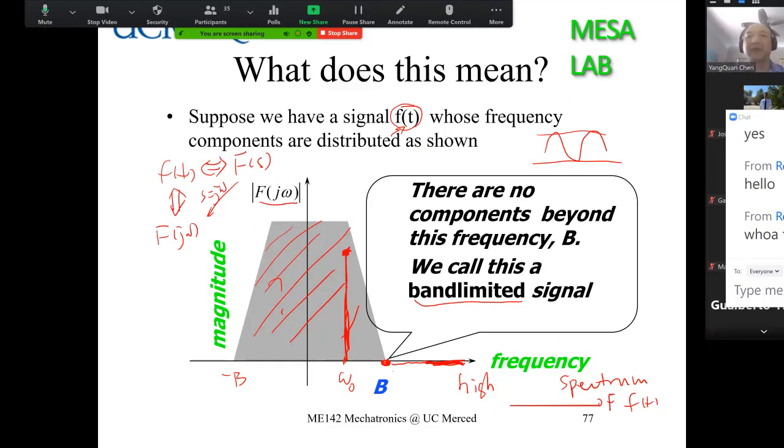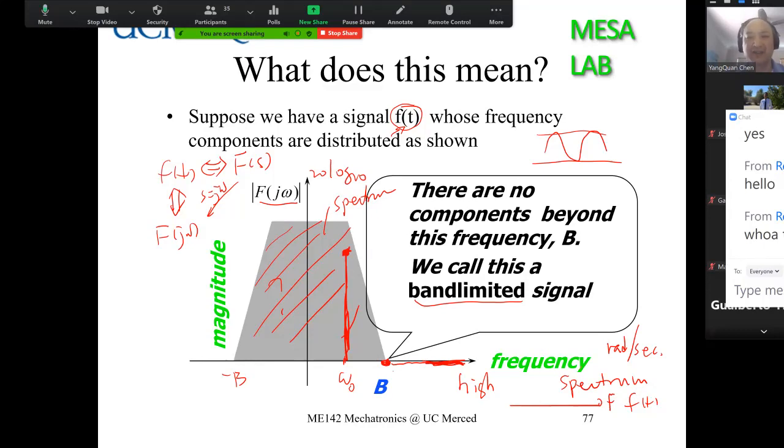So this is my magnitude. Usually you do 20 log 10, okay, so that you can see the signal has a shaded area. So this is like a spectrum, because your frequency is in hertz, and this is in radians per second, okay?